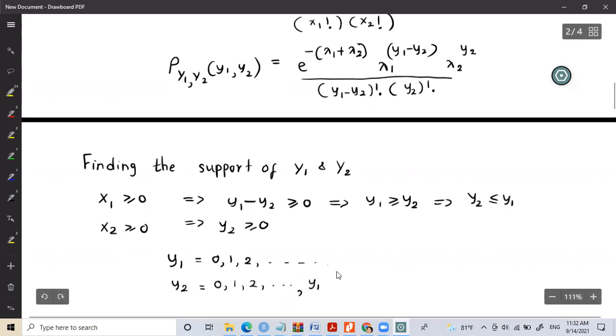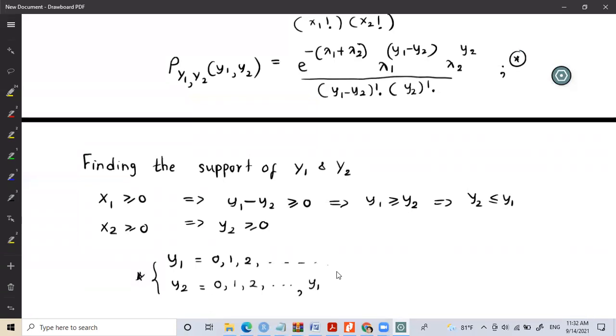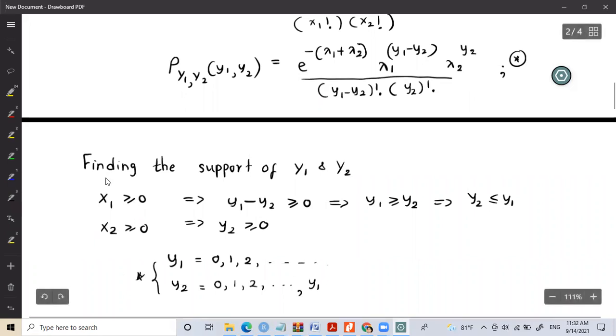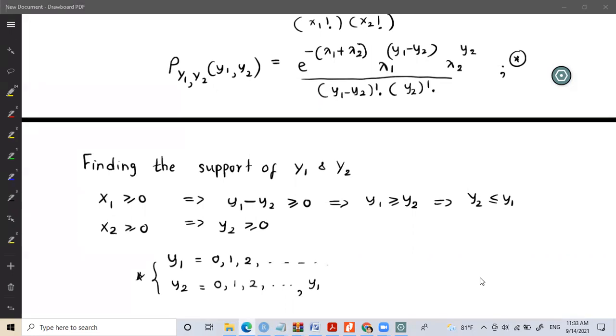You can write this support with a semicolon here. Okay, this is the easiest way because we start with 0, right? Fixing y1 and writing the limit of y2. So you can clearly see that y2 is depending on y1. So they are not independent. Although x1 and x2 are independent, y1 and y2 are not independent. Right. Is this okay? Is this clear how you got the support?